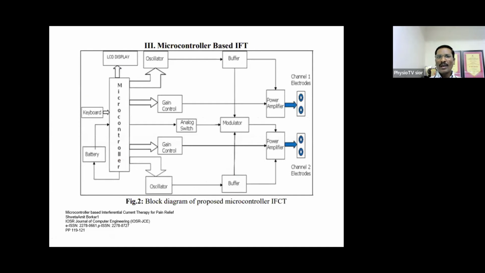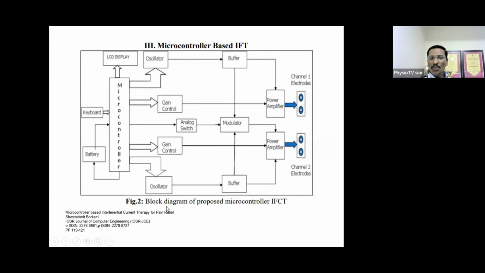Now, let's go to the block diagram of the microcontroller of the interferential current therapy. So here, basically, if you see this block diagram, we need to understand a few concepts. The first one is there is a microcontroller and there is a source of current, either through battery or through the AC source. And then there is a display to show the timer and intensity of the current. And basically the important part of the interferential current is the oscillator.